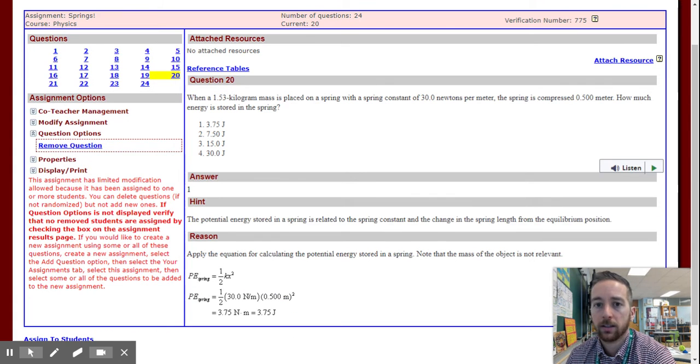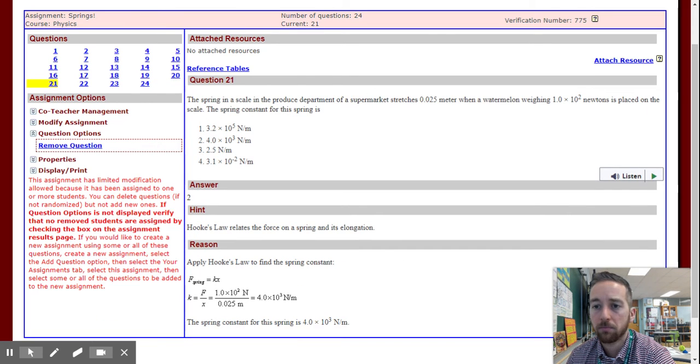Question 19, final 5 questions. A 1.53 kilogram mass is placed on a spring with a spring constant of 30 newtons per meter. It's compressed 0.5. How much energy is stored? So this is one of the examples where they give you extra stuff. You don't actually need the mass. They give you the spring constant and the distance. So spring constant and distance to get energy, plug right in. You get an amount of joules.